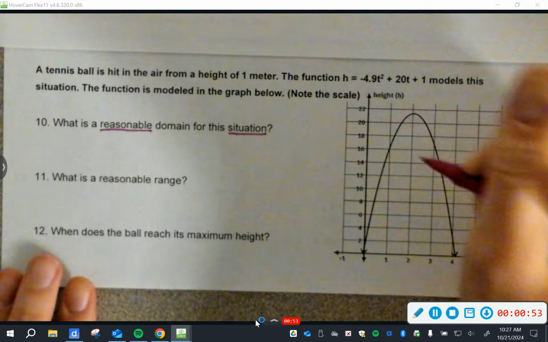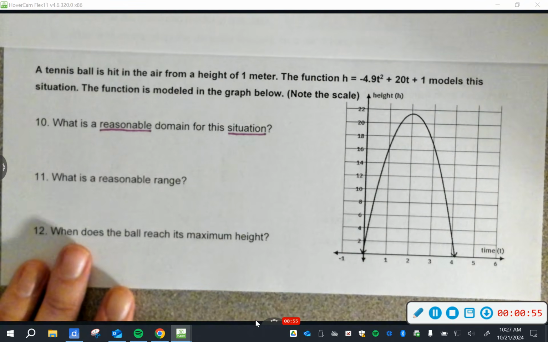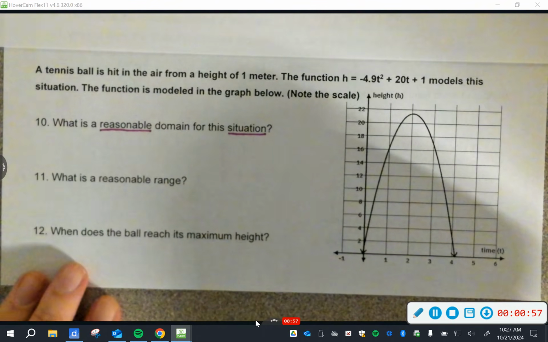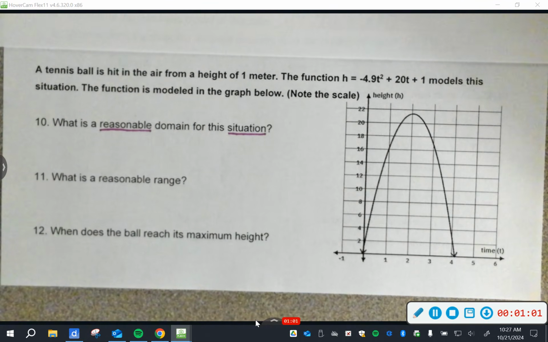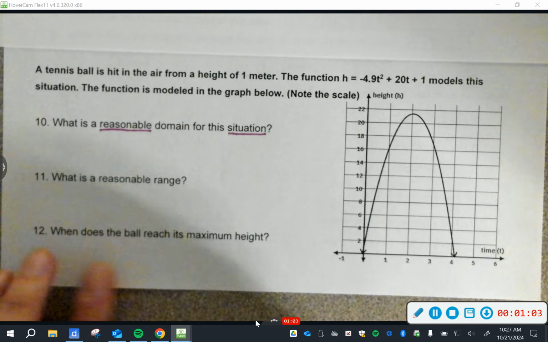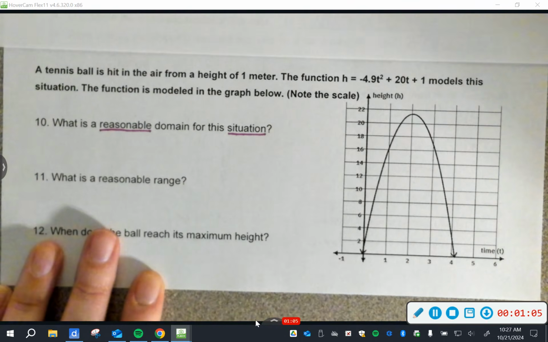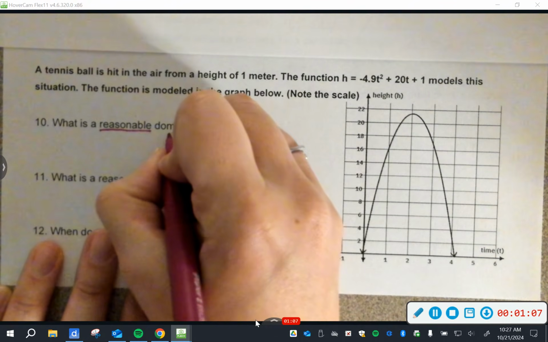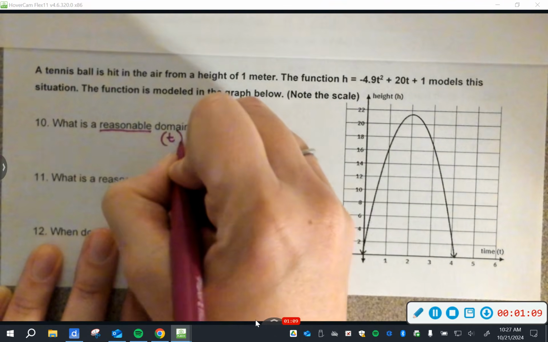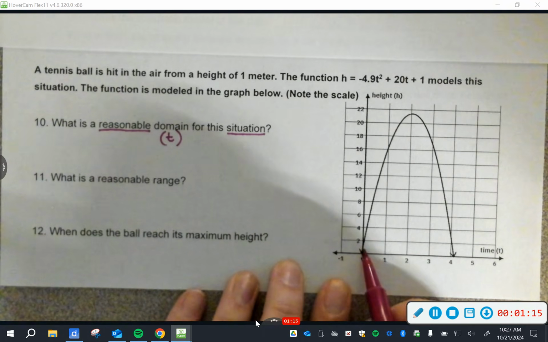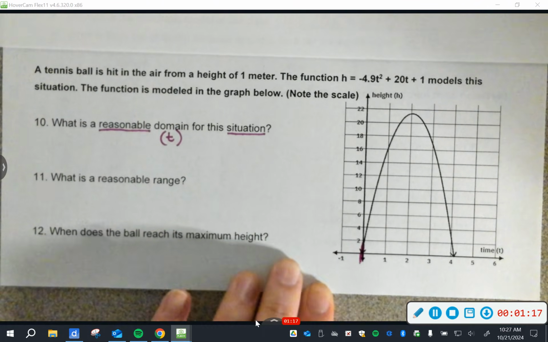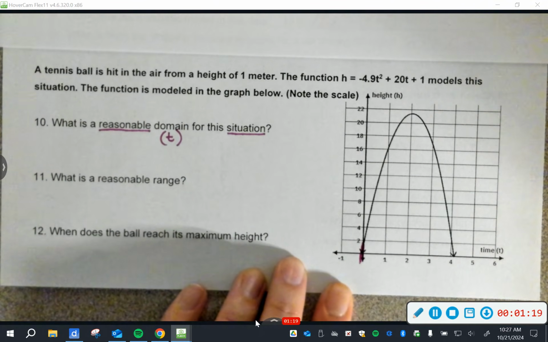We know for a quadratic function that the domain is always all real numbers. But this is an actual real life situation. Okay? So domain, my x values in this problem is time, t. So likely, where does time begin and where does time end? Well, the story begins when time is 0.